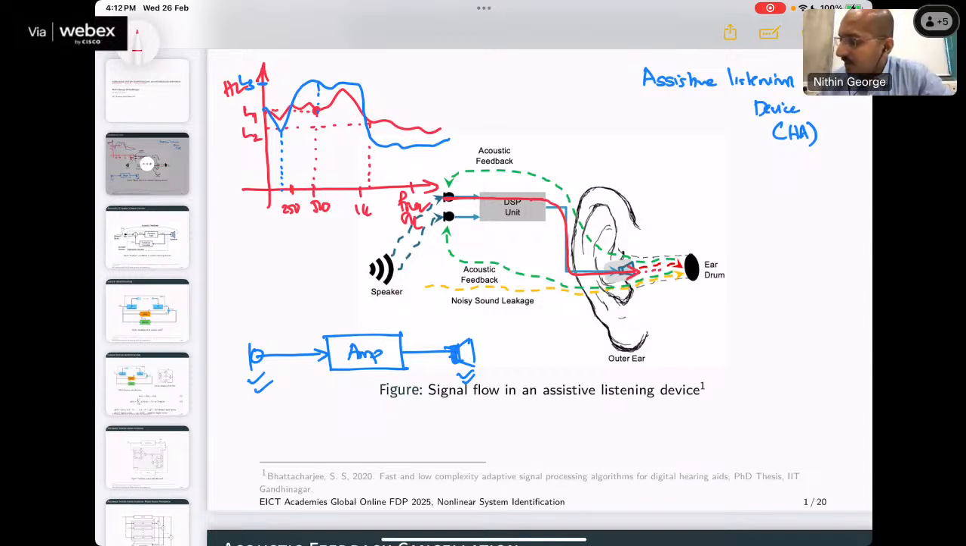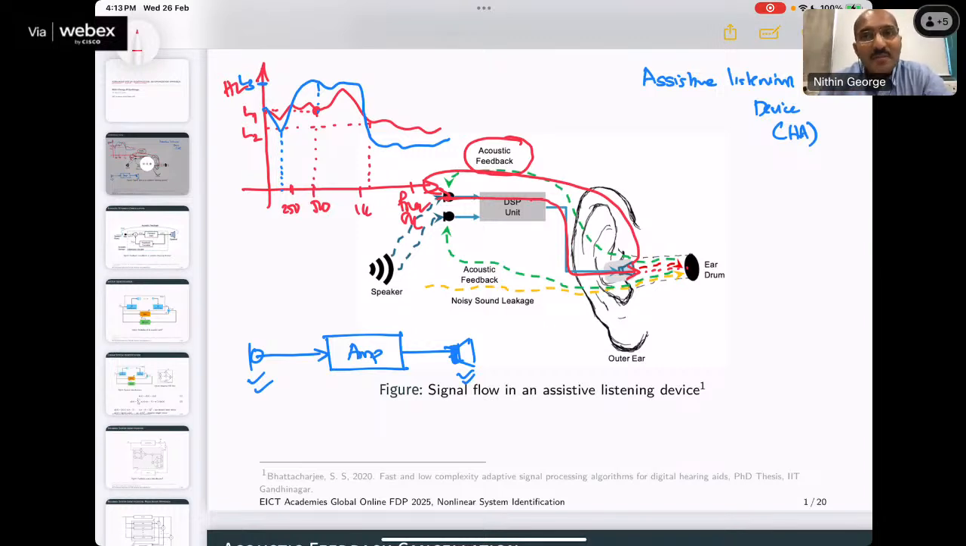But now the sound goes to the eardrum. I am okay, I am able to hear it. But the sound can also go back to the microphone. Why? Because the speaker and the microphone are very close to each other. Okay. This is what is called acoustic feedback, where you have a loudspeaker and a mic which are close to each other.